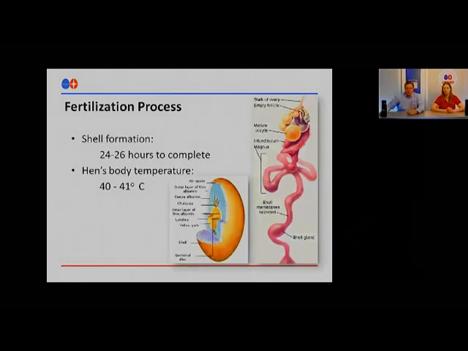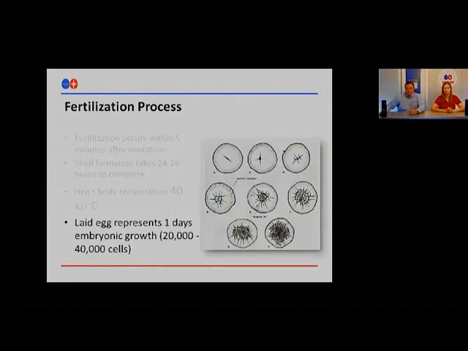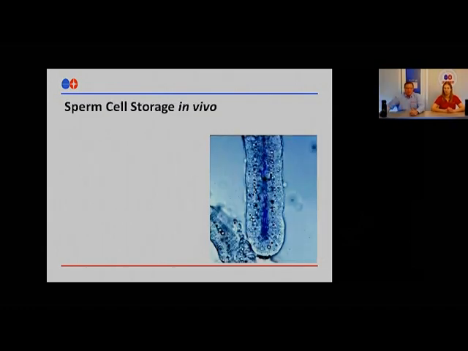Then we have shell formation, 24 to 26 hours to complete, and this occurs within the hen, and the hen's body temperature is 40 to 41 degrees Celsius, or 104 to 106 Fahrenheit. So that temperature is obviously a warm enough temperature for embryo growth. So when that egg is laid, we will have 1 day's development of about 20 to 40,000 cells as part of that embryo growing.